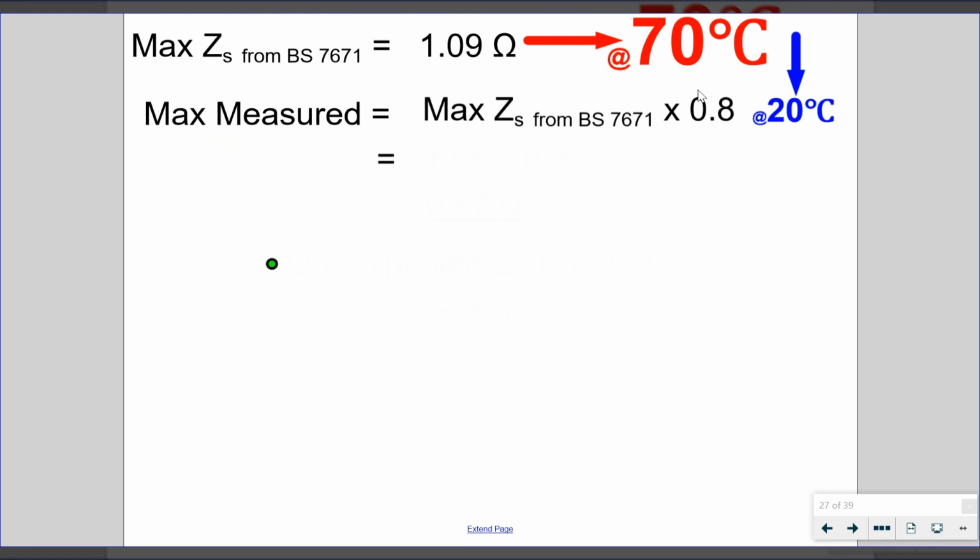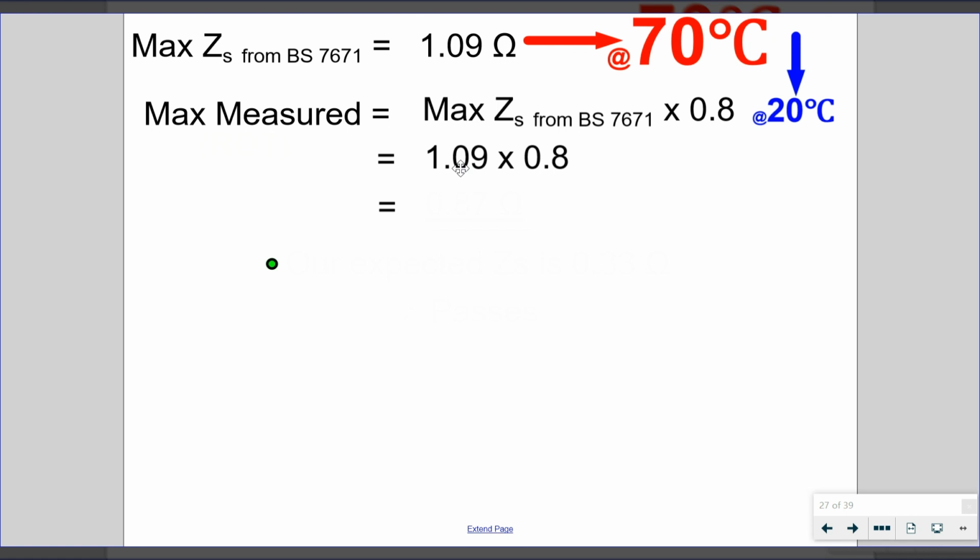So we use this factor of 0.8. Where do we get that from? Well, copper has a positive temperature coefficient of 0.004 ohms per ohm per degree C at 20 degrees. And our calculated values that we've been utilising in the tables on the previous examples were all at 20 degrees C. So we need to bring that max Zs value down to 20 degrees.